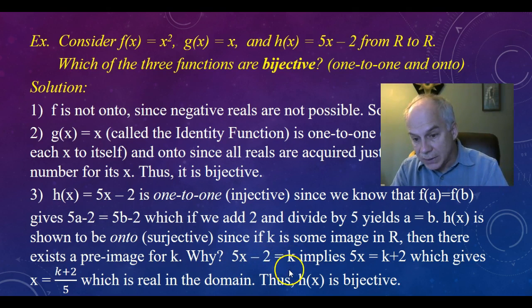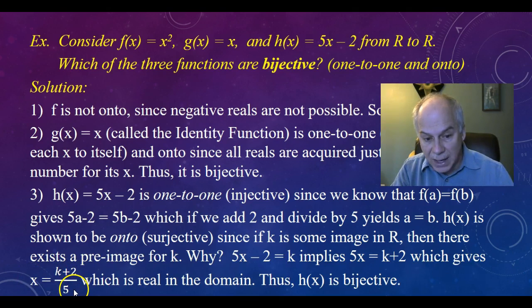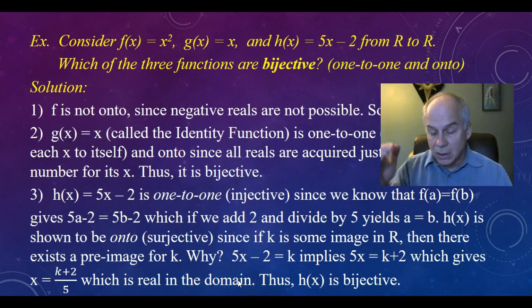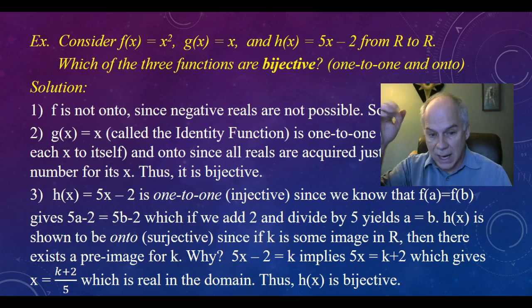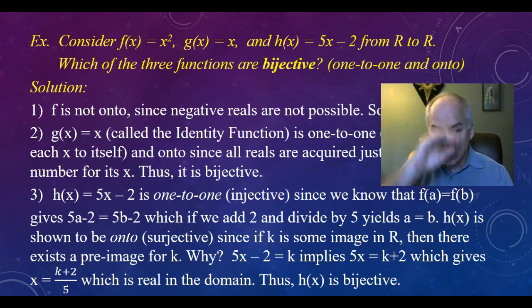So solve this. If you add 2 to both sides and then divide by 5, you get x equaling (k plus 2) over 5, which is going to be a real number in the domain. So for each real number k in the codomain, you will have an x value, which is k plus 2 divided by 5, in the domain. That will be the preimage, or the value in the domain that would give you that k value.